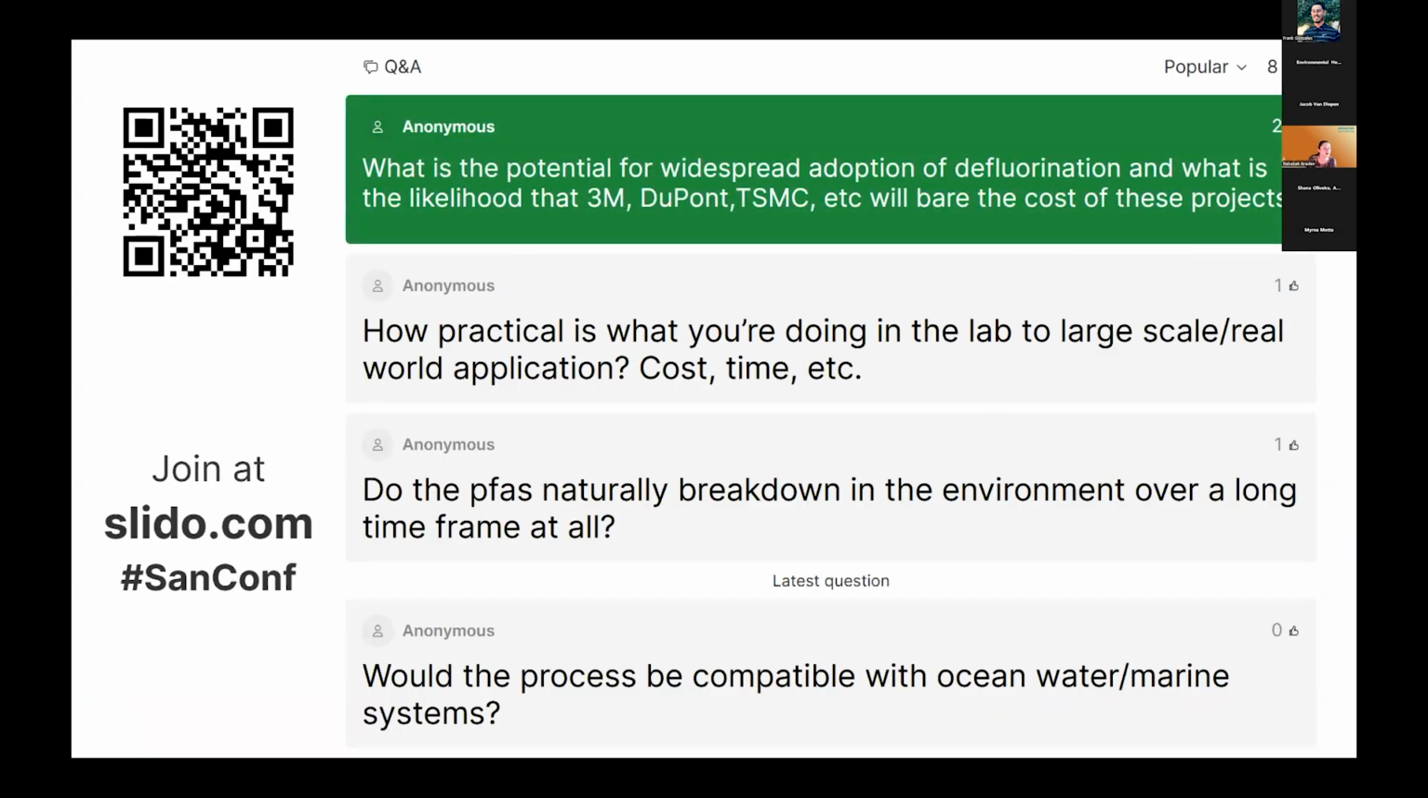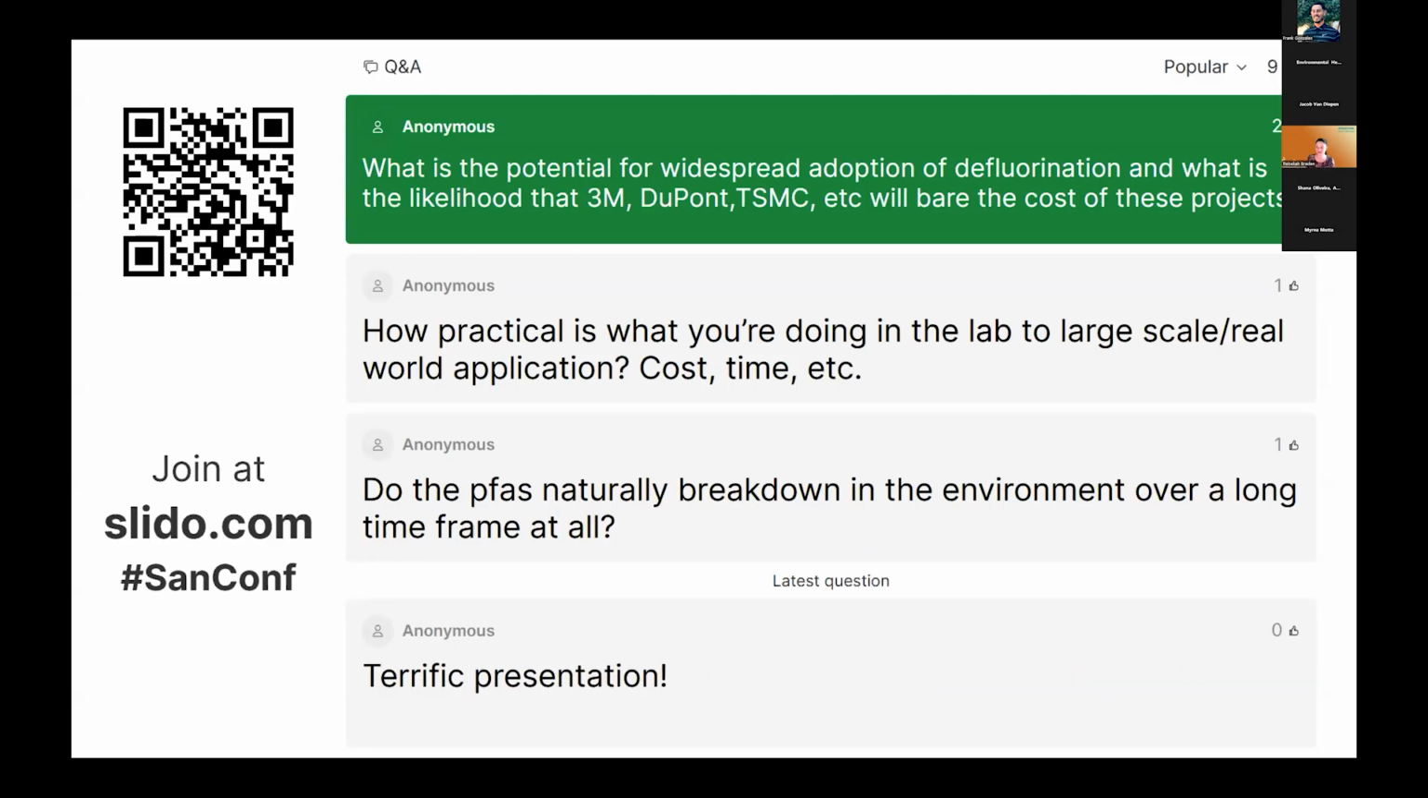The first one. What is the potential for widespread adoption of defluorination, and what is the likelihood that 3M, DuPont, TSMC, etc., will bear the cost of these projects? Well, I mean, I'm a little biased, of course, since this is my baby, but I think there's quite a good chance. First of all, we work already with TSMC, so they're already onto the problem, and they're already partnering with us, and they really want us to take our technology out to one of their facilities here in Arizona to try it out.